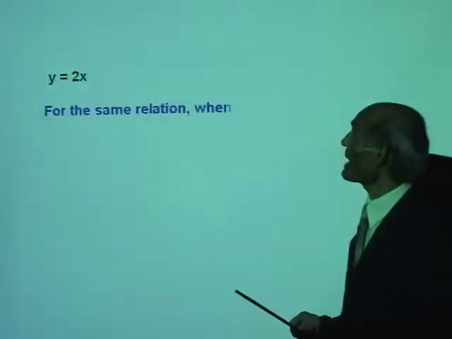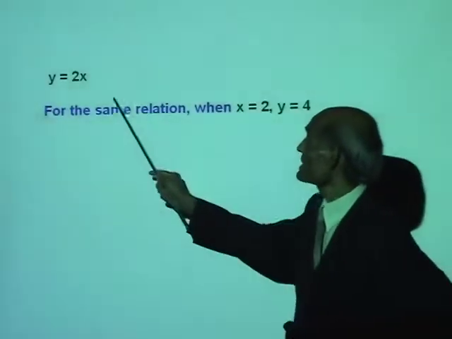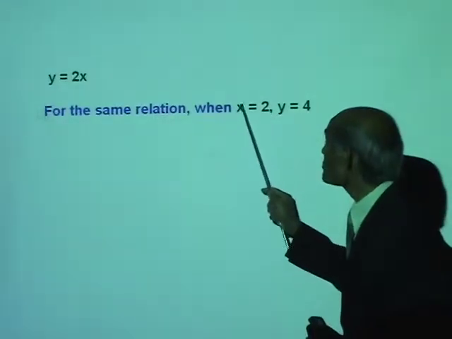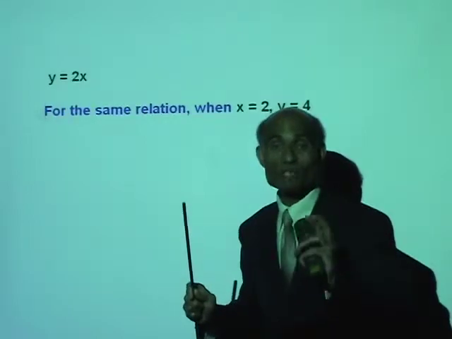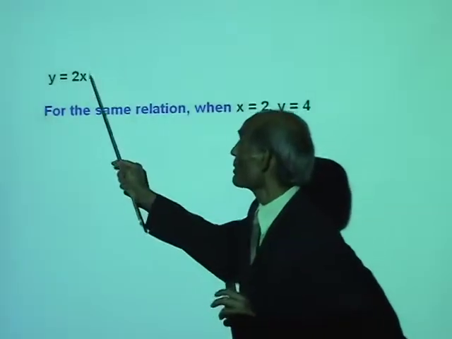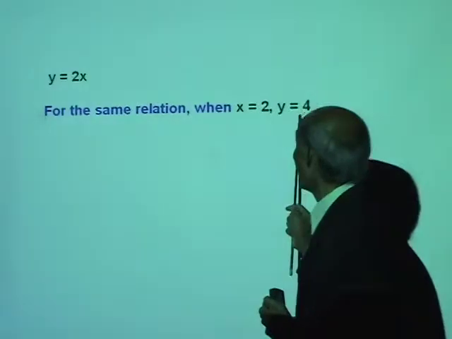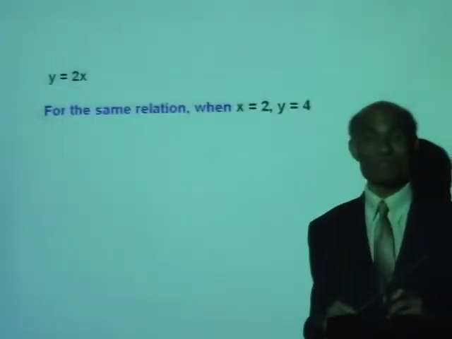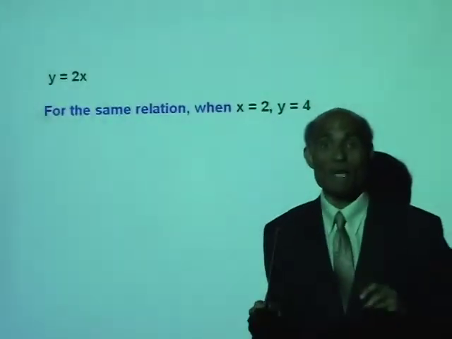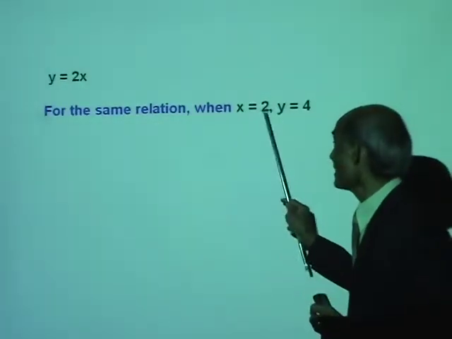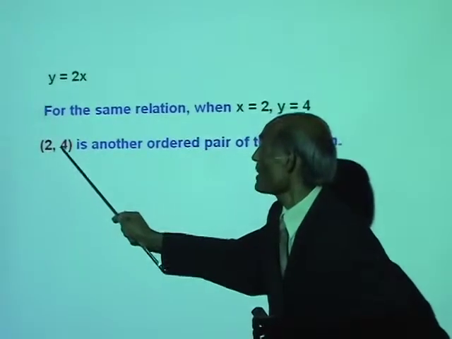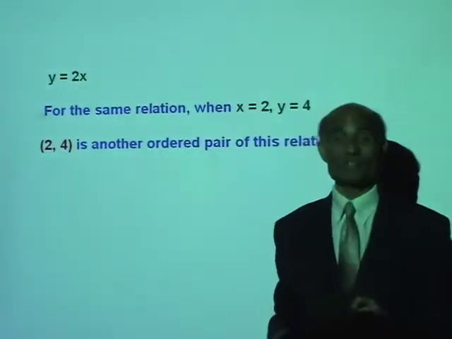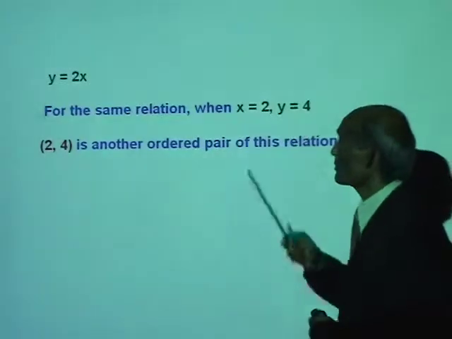We are going to continue our discussion using y equal to 2x. For the same relation, when x equal to 2, what does that mean? You decide to walk 2 kilometers. What will be then the output y? Y equal to 4. Can you write the corresponding ordered pair? Alright, that ordered pair will be (2, 4). That is the ordered pair for this situation.